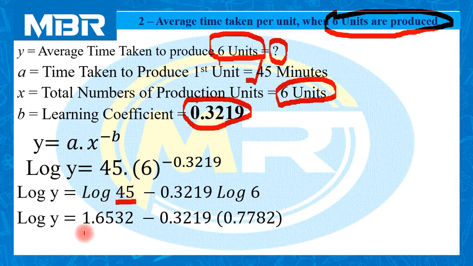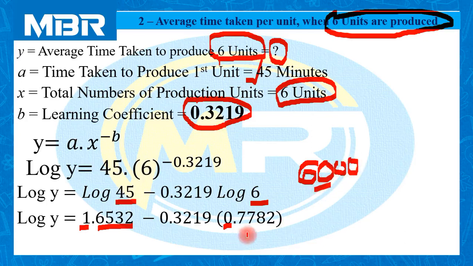Check the value of log in the log table. 45, 2 digits, so 1.6532 from the log table. 0.3219 is a multiplier, so we need not check log of this. And log 6, it is again 1 digit, so 1 minus 1 equals 0. And it is a 6, only 1 digit, so 6000, or you can say 60. So we need to check the value of 60 into 00, and it is 0.7782.